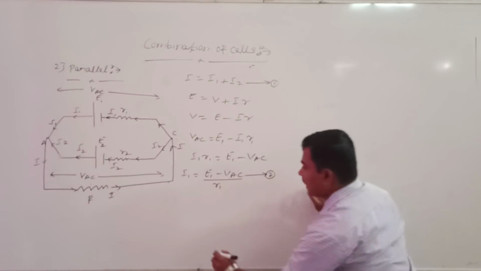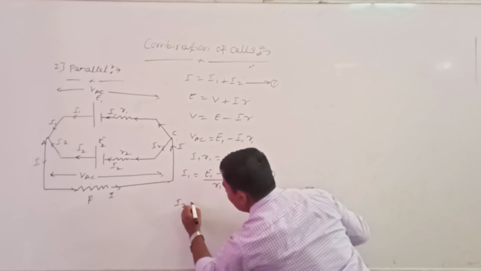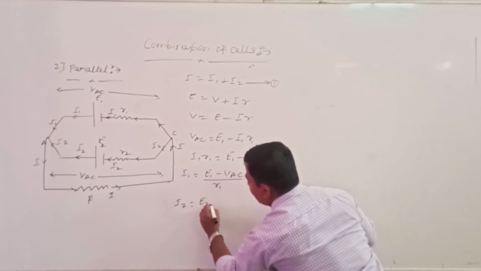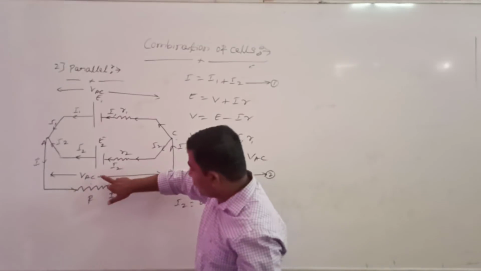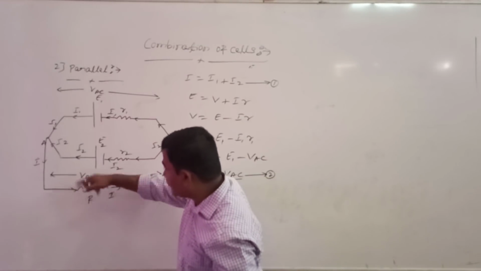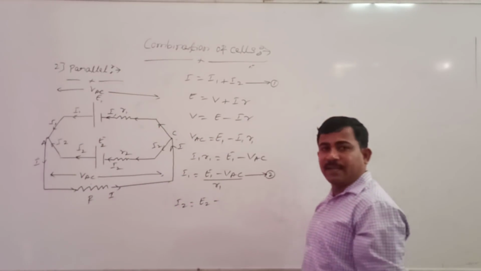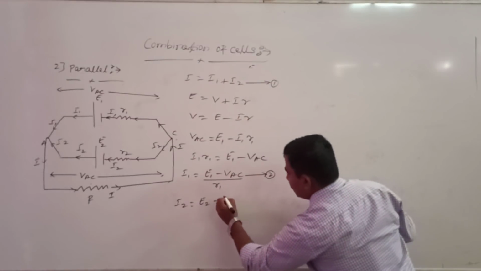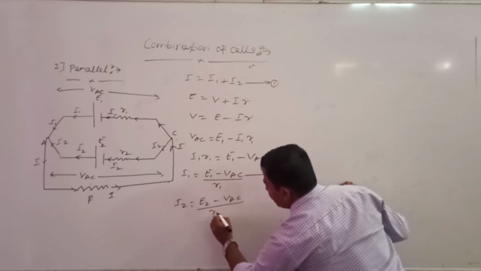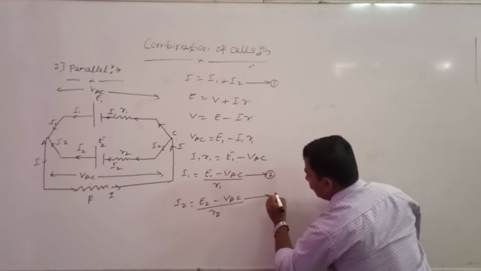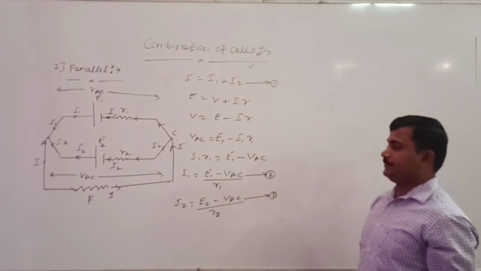Then, for cell E2, how do we write this current? I2 is equal to E2 minus VAC, divided by R2. This potential difference remains the same across each cell. How much potential exists at cell E2? The same potential exists at cell E2. Then I will write: I2 equals E2 minus VAC divided by R2. That is equation number 3.